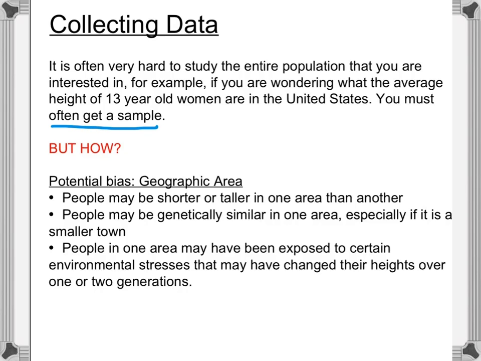But then it becomes very critical for you to have a sample that's representative of the entire population. Okay, so you don't want a sample that overrepresents short people, or a sample that overrepresents tall people, because then when you make statistics on it, it's going to look like the average height is taller or shorter than the average height of a 13-year-old female in the United States is.